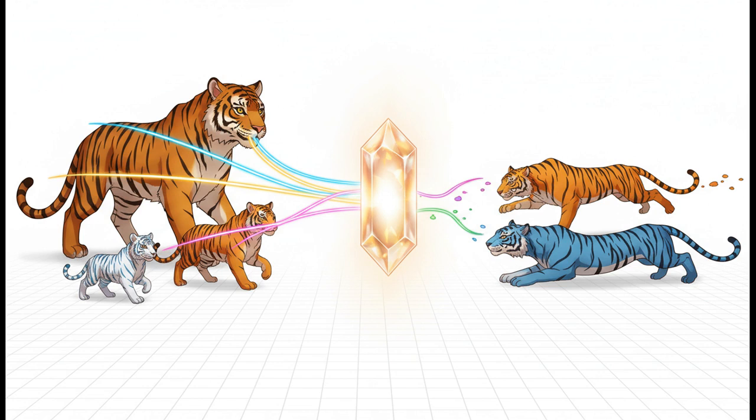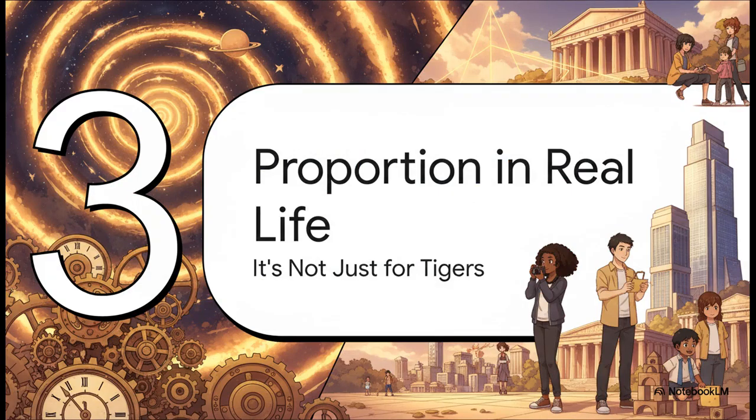When different ratios share that same core relationship, we say they are in proportion. That's the whole secret. So we cracked the case of the distorted tiger. But this isn't just some abstract idea about pixels on a screen. This fundamental rule, this idea of proportion, is absolutely everywhere, shaping our world in ways you probably never even noticed.